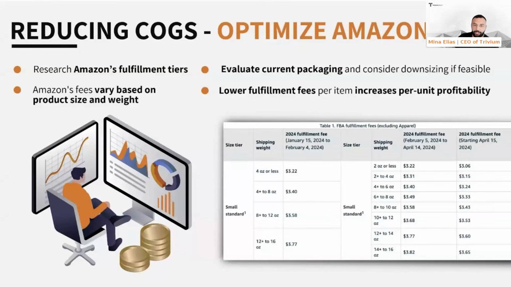Optimizing Amazon fees. So another way to increase your profit margin is to optimize your Amazon fees. This is where I talked about looking at what size you are in terms of what tier.